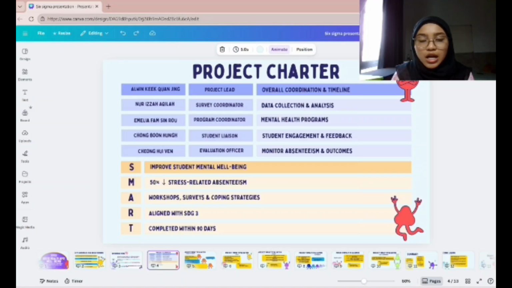Emilia Famsinro, our program coordinator, plans and organizes mental health workshops and awareness programs to increase student engagement and understanding. Chong Pong Hoon acts as the student liaison, communicating directly with students, gathering feedback, and supporting both academic and personal development. Lastly, Cheong Hui Fen is our evaluation officer who monitors stress-related absenteeism and evaluates the effectiveness of interventions to ensure project goals are met and potential issues are addressed promptly.